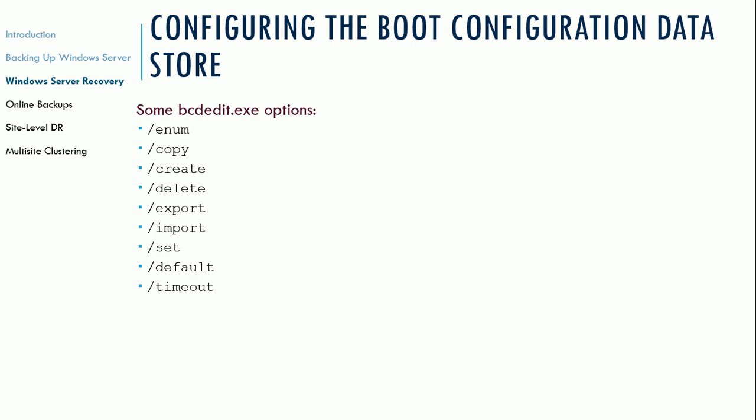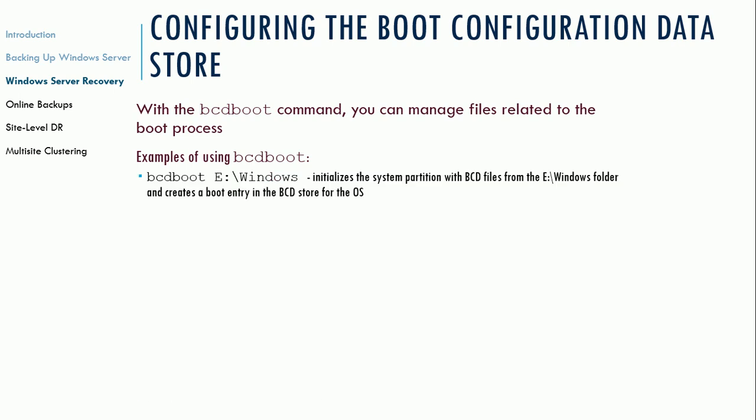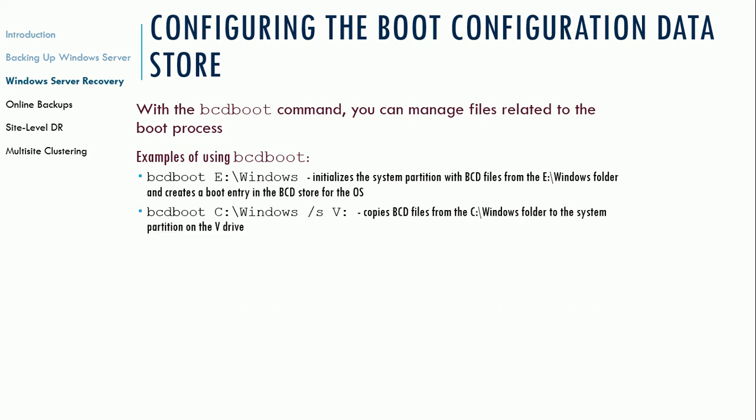Some of the options in bcdedit are enum, copy, create, delete, export, import, set, default, timeout. So again, you're going to run this from the command line if you need to use this. But with that command, you can manage files related to the boot process. So for example, you could initialize the system partition with BCD files from the Windows folder, and it creates a boot entry in the BCD store for the operating system. In other words, if you know that whatever machine it is that you want to boot is in the Windows folder, you could have multiple versions of an operating system on the same machine.